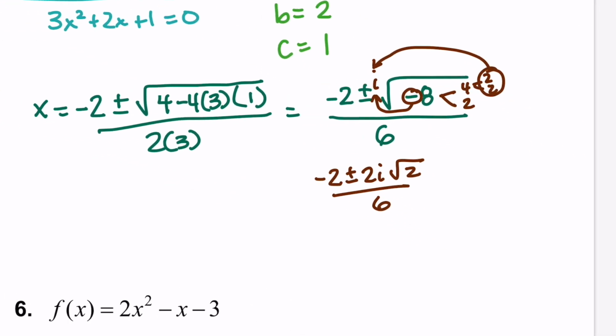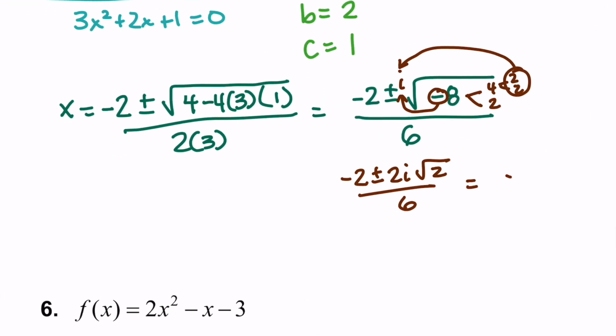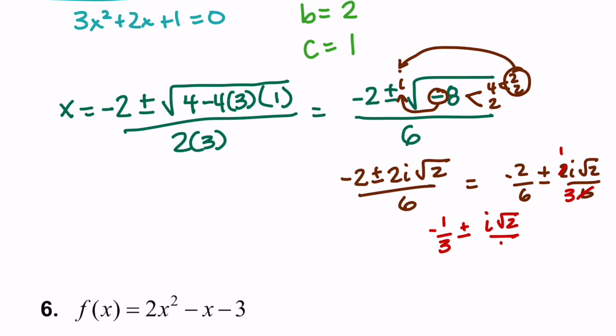Now if we break this apart, this is going to be negative 2 over 6 plus or minus 2i square root of 2 all over 6. Now we're going to simplify this. 2 over 6 is 1/3, so negative 1/3 plus or minus. The 2 goes into 2 once, the 2 goes into 6 3 times. So we're going to have plus or minus 1 times i, which is just i, square root of 2 all over 3. So this would be our answer there.